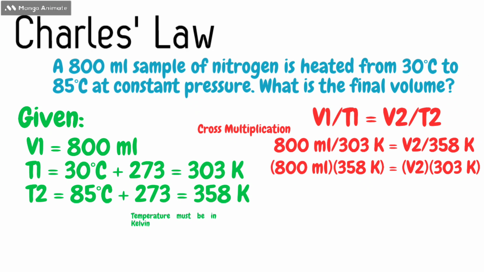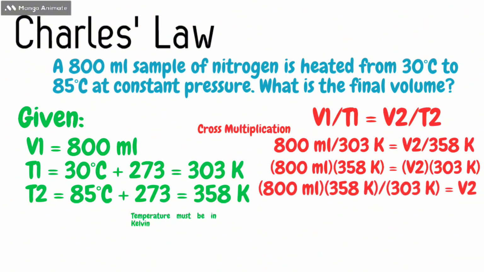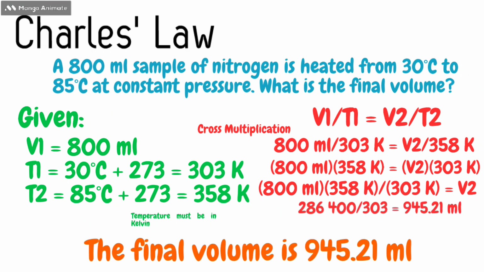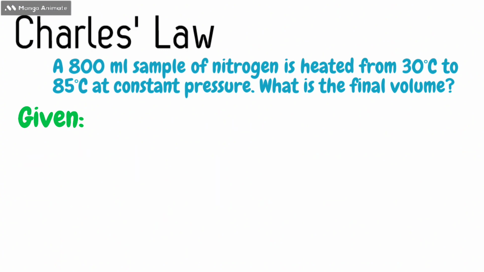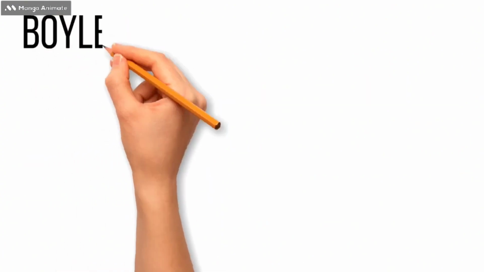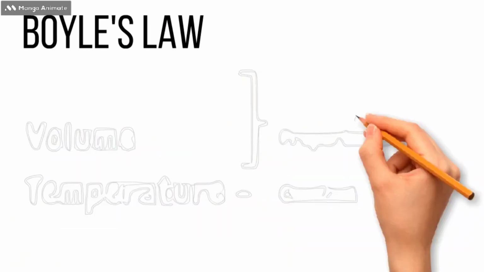We can divide both sides by 303 Kelvin so we can find the value of V2. 800 ml multiplied by 358 Kelvin over 303 Kelvin is equal to V2. Therefore, the final volume is equal to 945.21 ml.